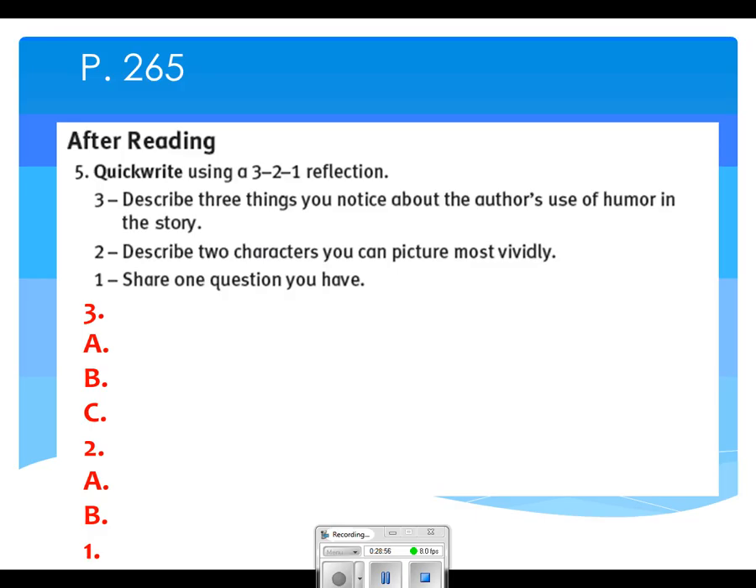I totally picture that. Then for the 1 of the quick write, the 3-2-1 reflection, a question that you've got. So maybe you're not understanding a certain piece, or there's something about the character that just isn't matching up with what you have. So go ahead and take a couple of minutes, getting that quick write done. For some of you, it might only take a minute.